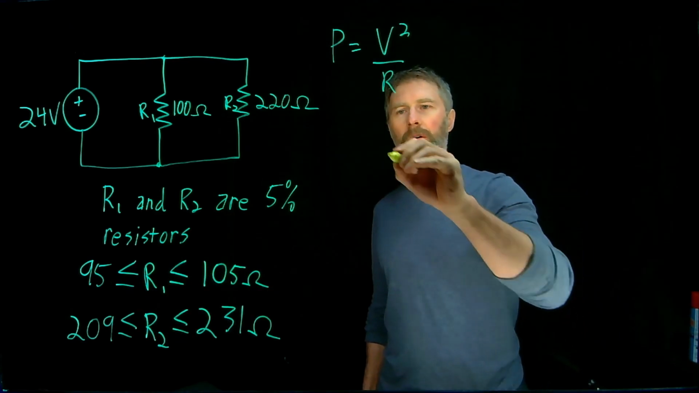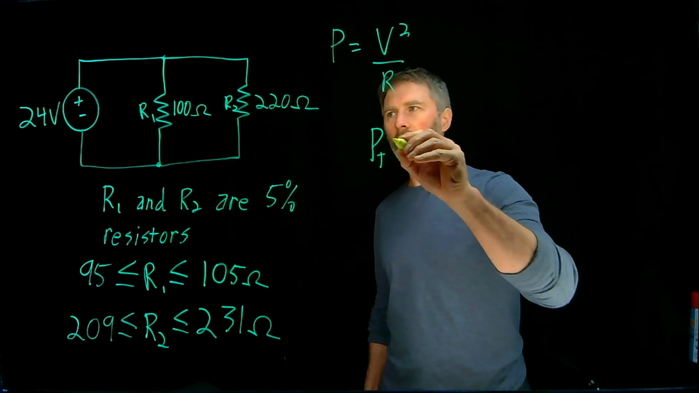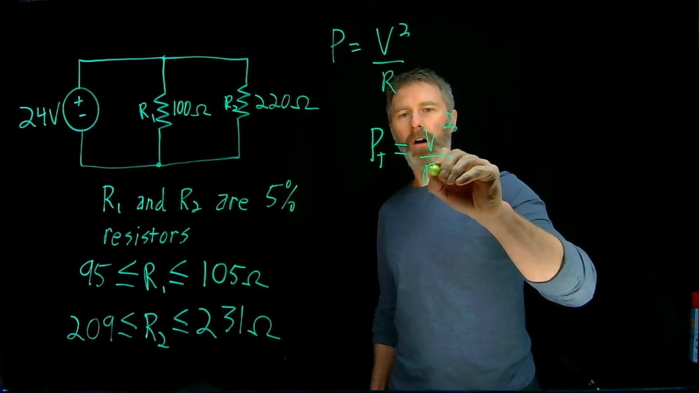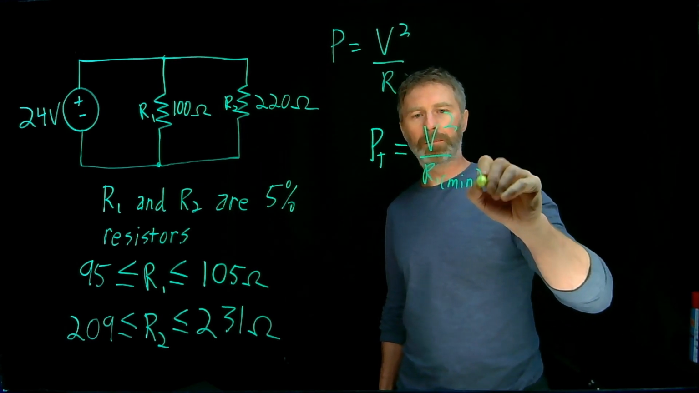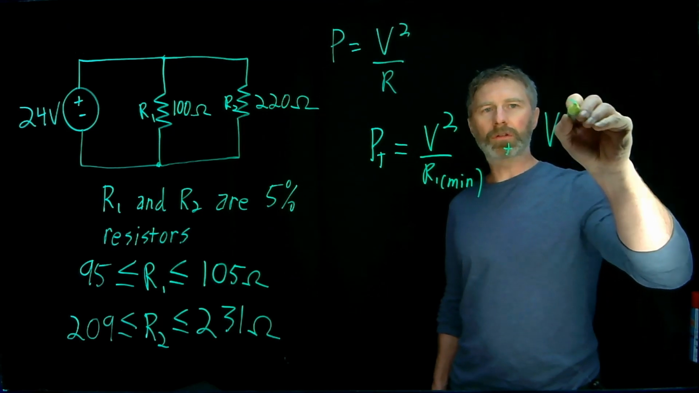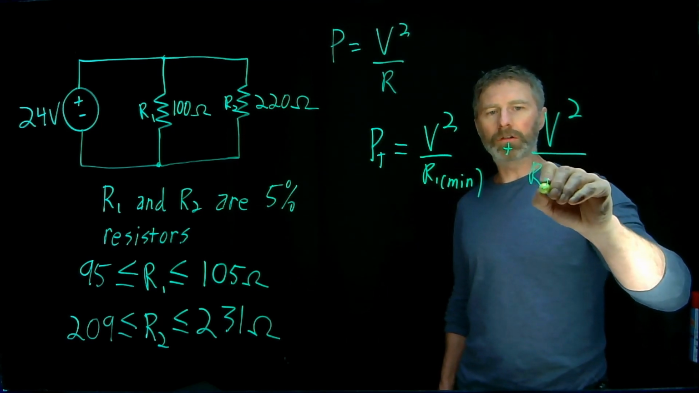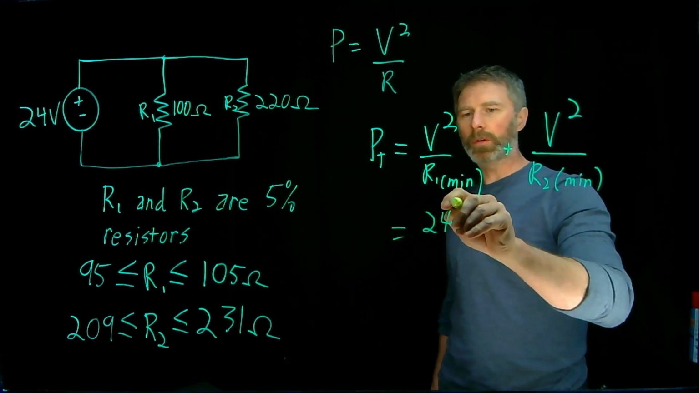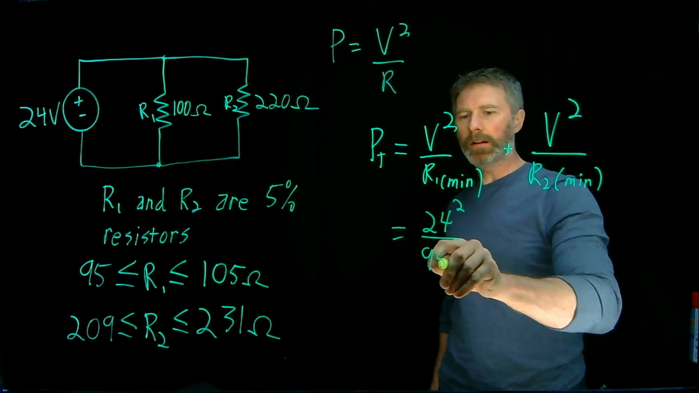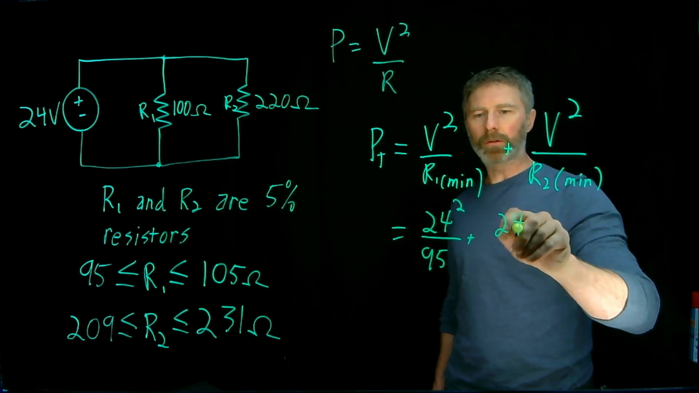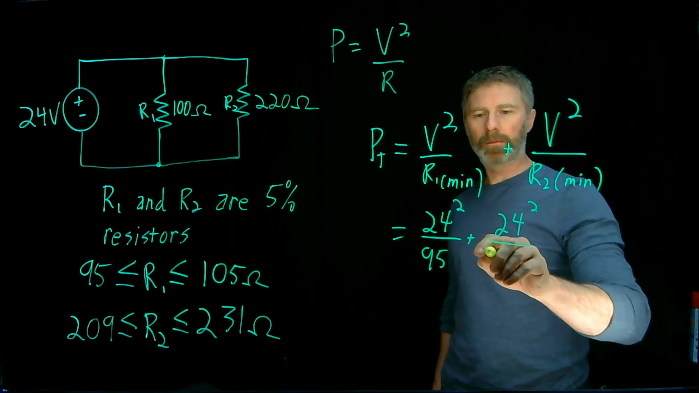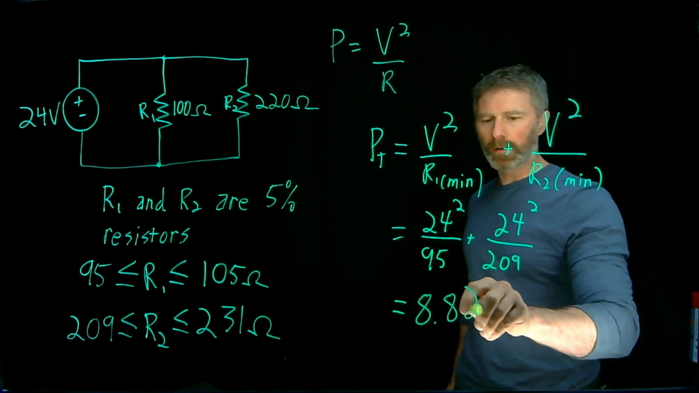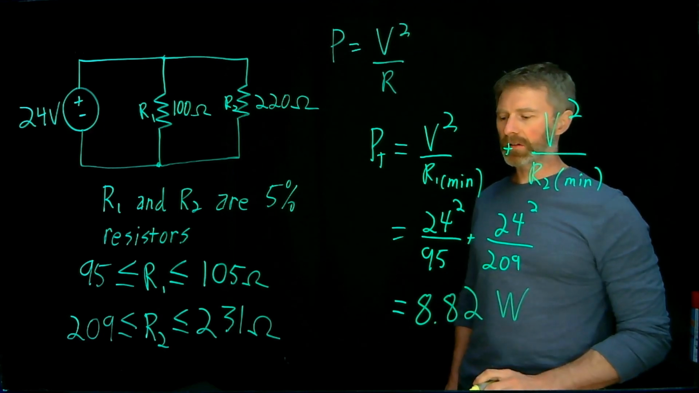So the total power will be the power for R1 and the power for R2. So it's going to be that V squared over R1 minimum plus that voltage squared over R2 minimum. So this will be 24 squared over 95 and 24 squared over 209. And that works out to 8.82 watts as the max.